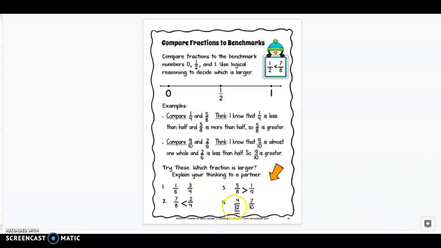Now let's look at 4/12 and 7/10. 4/12 is less than half because 6/12 is half. 7/10 is more than half because 5/10 is half. 4/12 is less than 7/10. Let's do some practice.